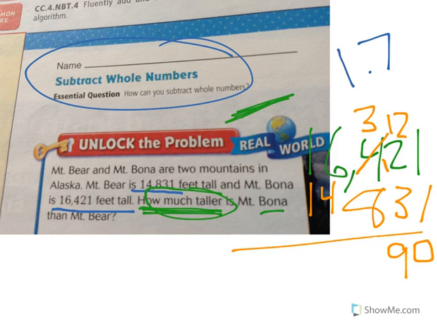So 3 minus 8 I can't do, so I have to come over to this 6. I'm going to make it a 5, and I'm going to make that a 13. 13 minus 8 is 5. Like I said, that 3 minus 8 worked this time, but it doesn't always, so don't let your students get in that habit. 5 minus 4 is 1, and 1 minus 1 is 0. So I have 1,590.